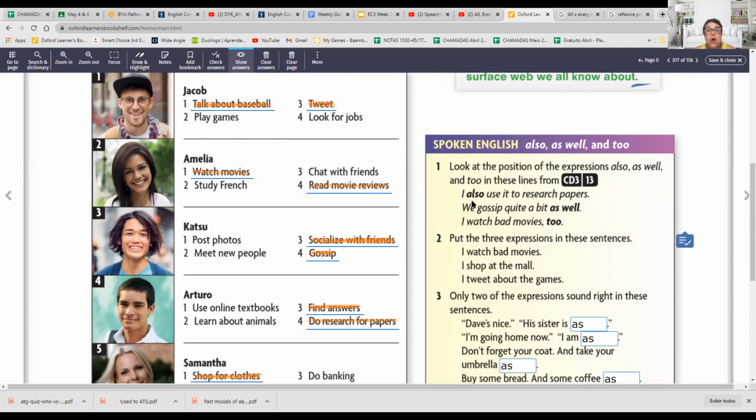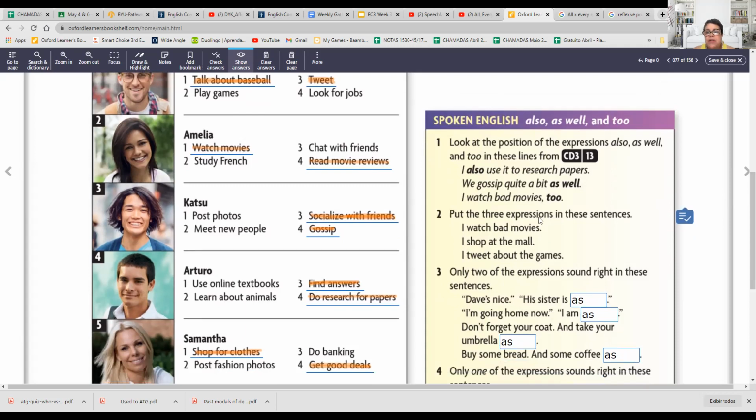Let's see. The first one, I also use it to research papers. We gossip quite a bit as well. I watch bad movies too. So look at the position of these words, okay? I use also usually after the subject and before the verb, right? Sometimes I can put it after the verb, but it's more common to use before the verb. I also do this. I also do that. We gossip quite a bit as well. So, as well usually comes in the end, okay? And too is the same. They have even similar meanings, right? So, I usually use too at the end of a sentence, okay?